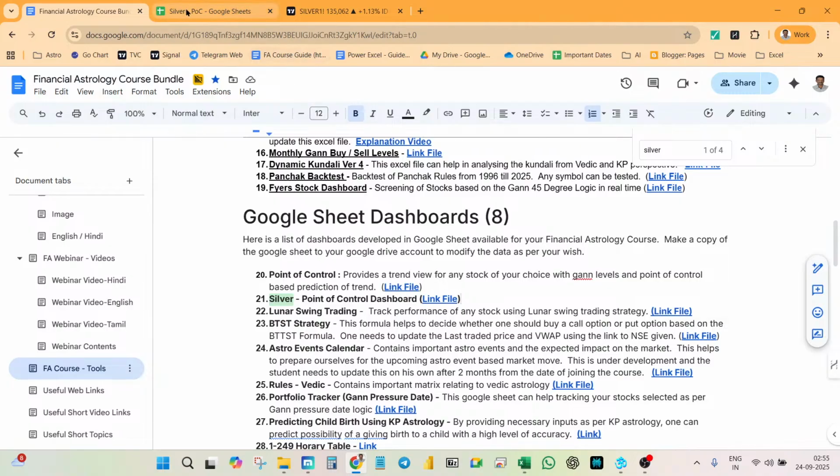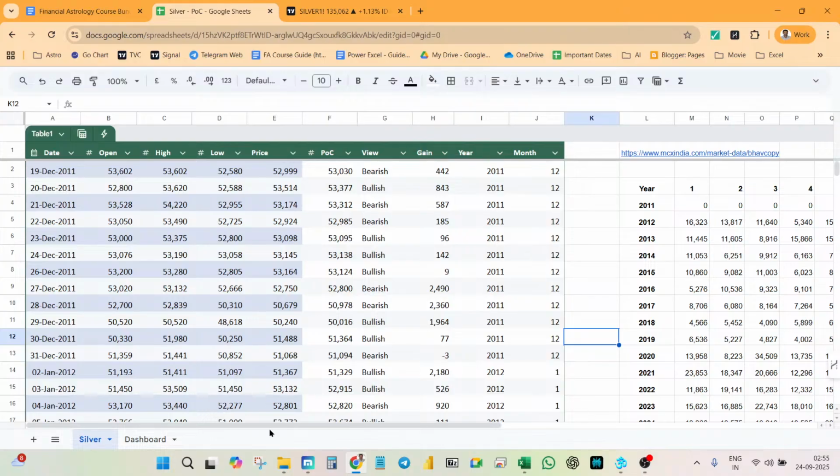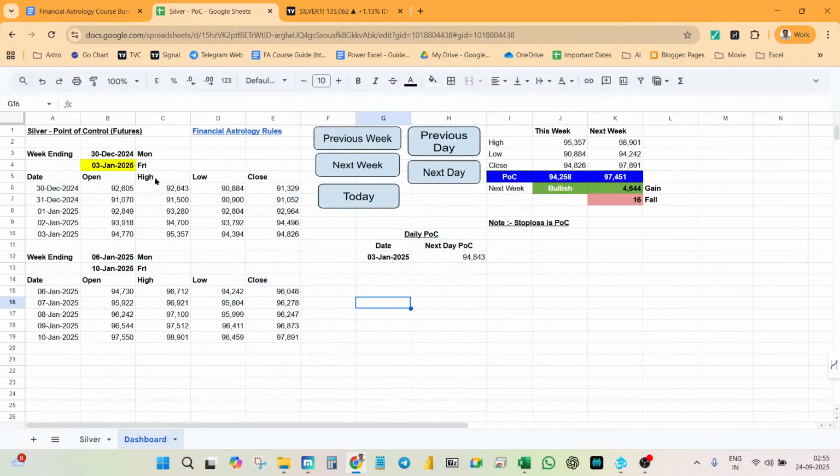Now, once you click this, silver POC is coming. Let us see 3rd January. We know in advance the view for the next day and next week. This is the weekly view. For the example, 3rd January 25, for the next week it will be bullish. So we saw a 4,600 points gain in silver. When I click next week, which is the 10 January ending week, and then the week ending 17 January, it was again bullish, 1560 points.